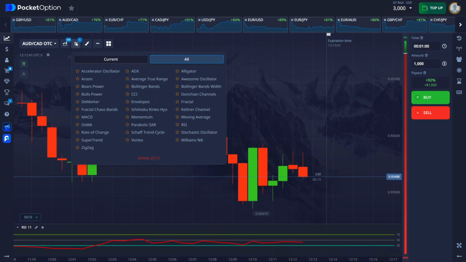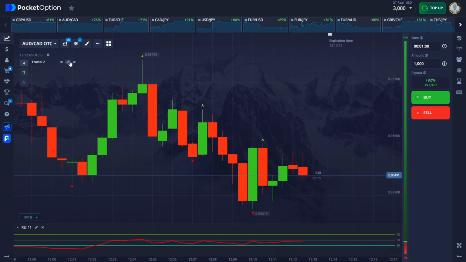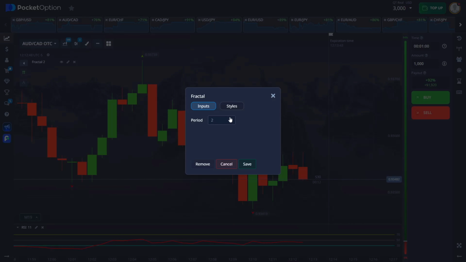For the next indicator, it's gonna be fractal. Okay, and I'm gonna put the fractal to 3 right there. The colors are gonna stay the same, just hit save for this.